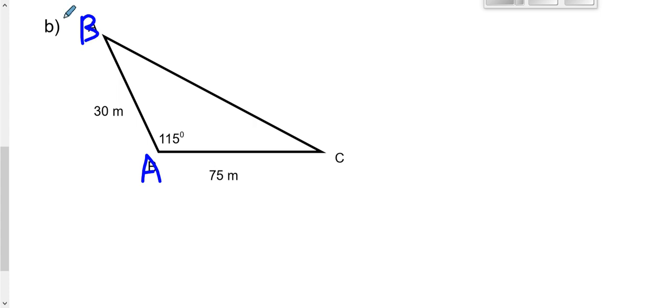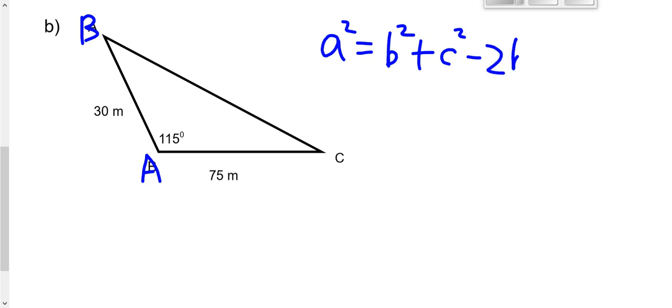If you look at this one here, we are missing some angle, so we cannot use the sine law. And this is definitely not a right angle triangle, so there's no way we can use SOHCAHTOA. So again, we can use the cosine law. Since we are looking for the length of a side, we use this form: A squared equals b squared plus c squared minus 2bc cos A.